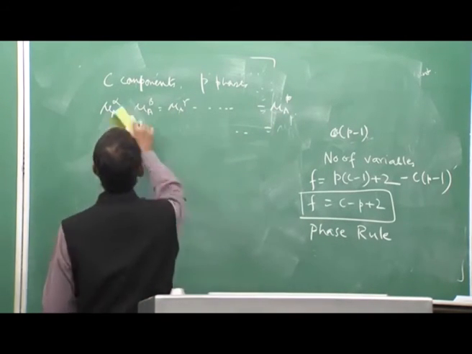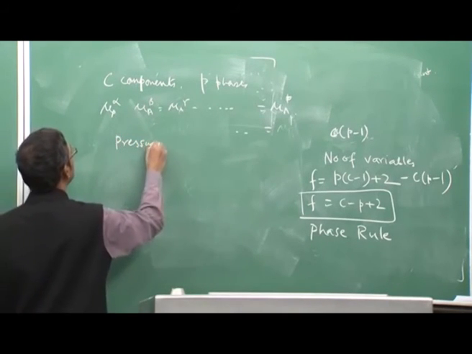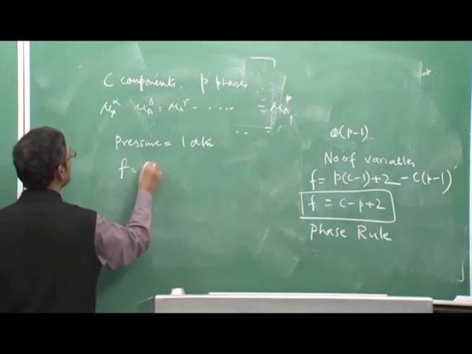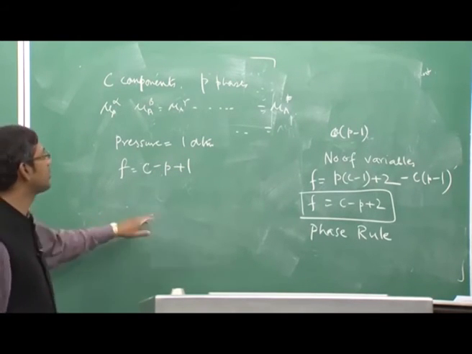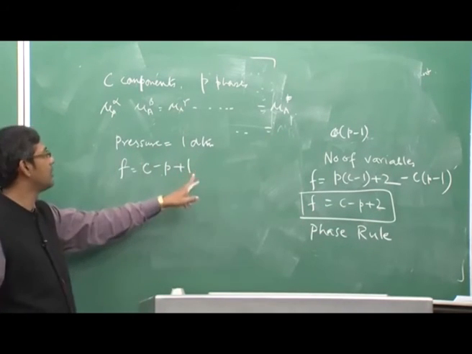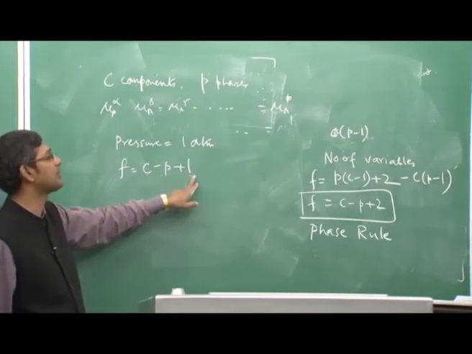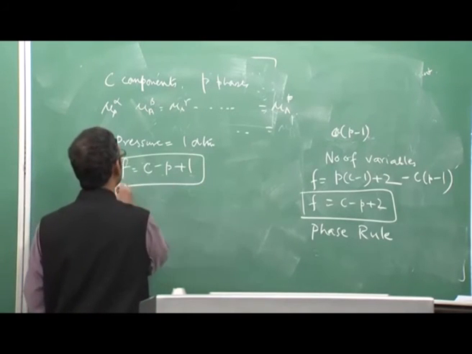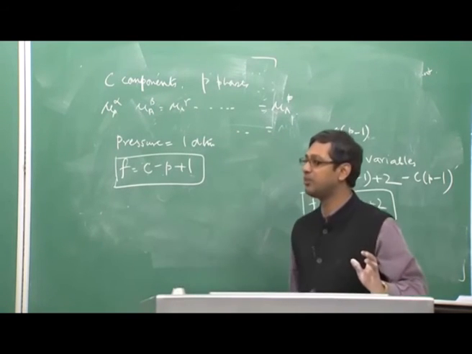Let me also tell you one thing: in metallurgical systems we consider pressure to be constant. We have already seen that pressure is always kept at 1 atmosphere. So therefore the phase rule will become C minus P plus 1. This is because out of the 2 variables, temperature and pressure, 1 is already constant, so 1 is free, and the free one is temperature. So composition minus phase plus 1, this is the number of free variables present in a system. I hope this is clear, a very important concept.